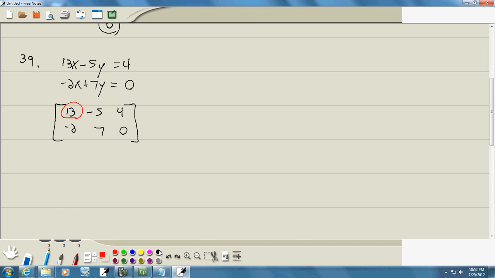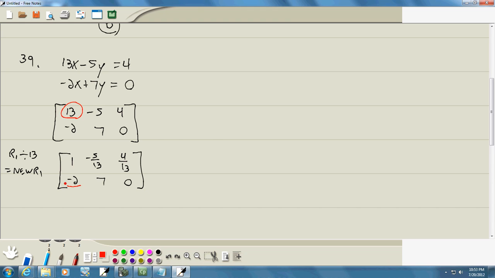We start with this number right here. We want to get a diagonal 1 zeros everywhere else. So first thing we do is we get a 1 there. Well, if I take row 1, divide by 13, that's going to give me my new row 1. Well, 13 divided by 13 is 1. Negative 5 divided by 13 is negative 5 thirteenths. 4 divided by 13 is 4 thirteenths. And row 2 is still the same.